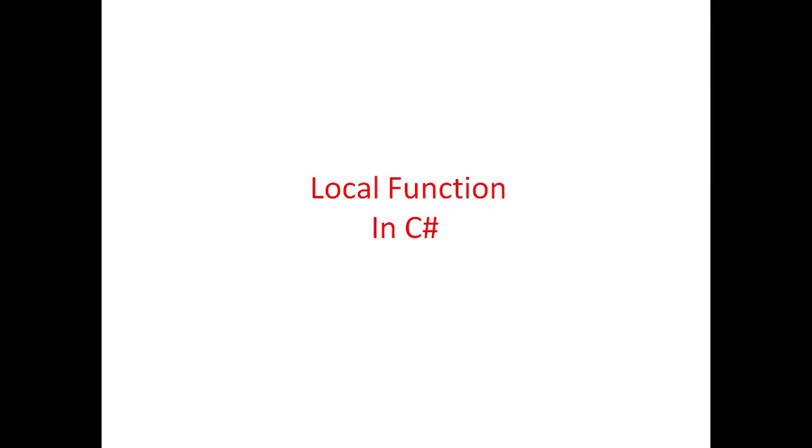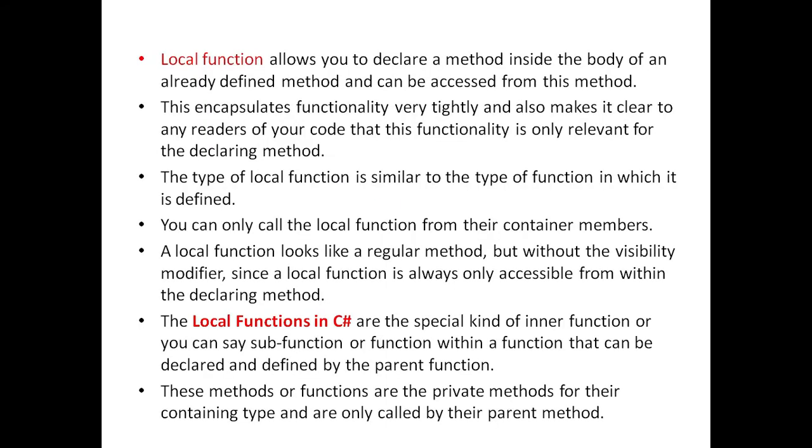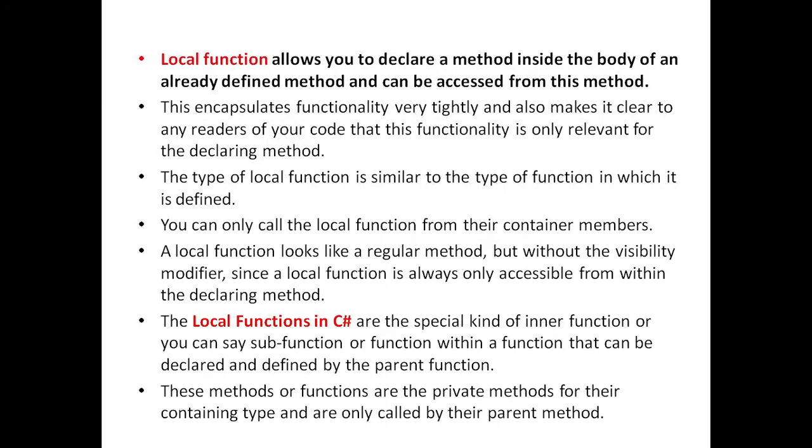Here we will see local function in C#. Local function allows you to declare a method inside the body of an already defined method and can be accessed from this method only. That is, you can specify that local function is a private function of a function whose scope is limited to that function in which it is created.